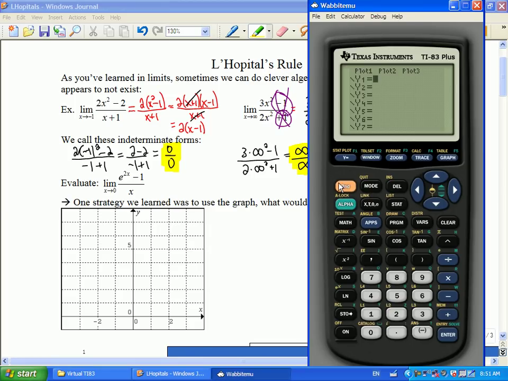Okay, so it'll be e to the 2x minus 1 divided by x. And we're looking for it at 0, so that's what I'm going to make my window close to. Maybe we'll go from negative 2 to 2. I don't think I need to go that high, so I'll try and shrink it a little bit. But again, you can always zoom in on it, you don't have to set your window at the beginning, but.